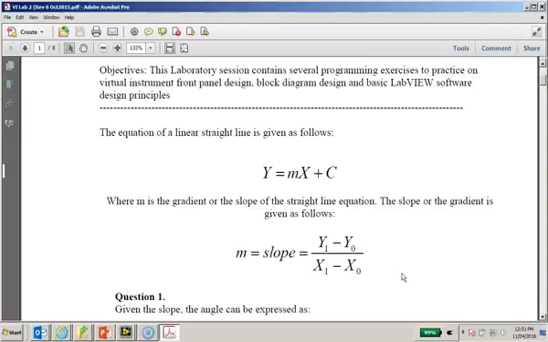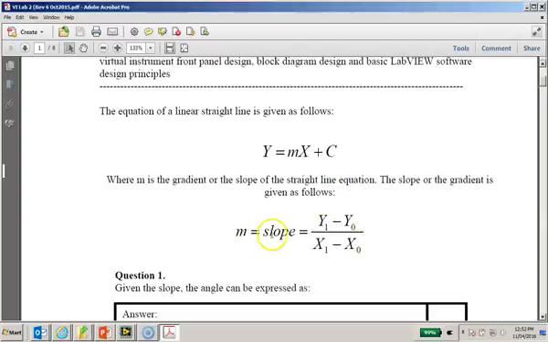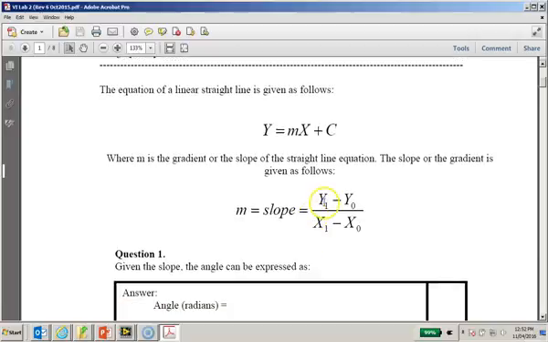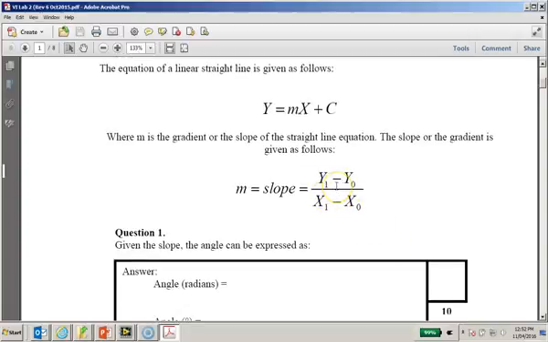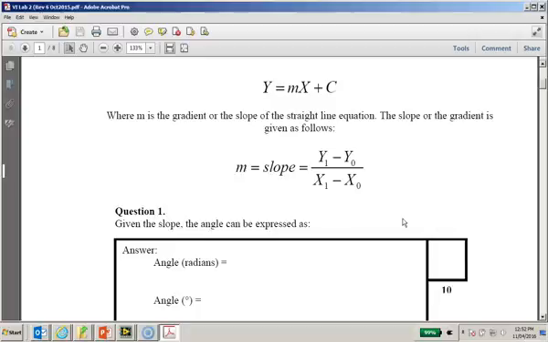We know very well that the equation of a straight line is y equals to mx plus c, where the m refers to the gradient of this straight line. You would have probably learned this during your school days. The slope of the gradient is given as follows. M is equals to the slope, which is equals to y1 minus y0 divided by x1 minus x0, whereby the x1, x0, y1 and y0 are a set of two Cartesian coordinates.